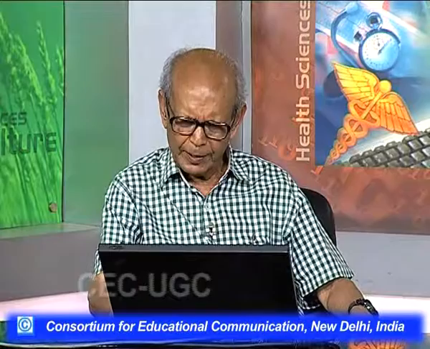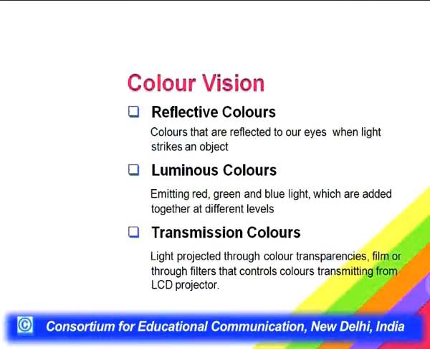Color vision means how the colors are coming to us. We all know that the basic source of colors is light. We cannot see a color without light. But light plays a different role in different situations. Some of the colors we see because lights are falling on the objects and the colors are reflecting to our eyes. That's why these are called reflective colors.